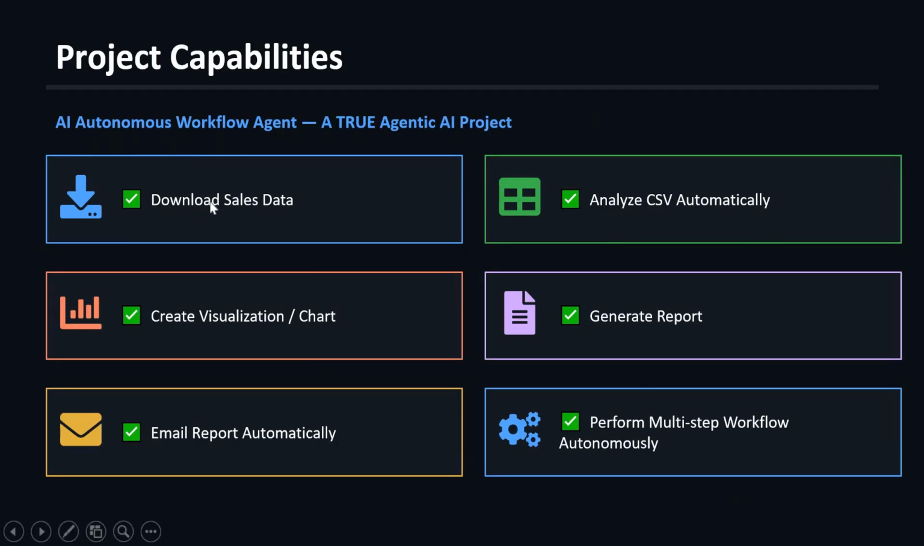Next, project capability. Here we have an AI automation workflow agent, a true Agentic AI project, right? What it is doing: first it downloads the sales data, then analyzes the CSV file automatically, creates the visualization chart, generates the report, sends it back to the sender, and performs the multi-step workflow autonomously, right? Here we will use tools and everything like that.